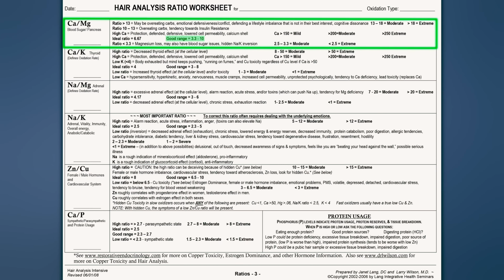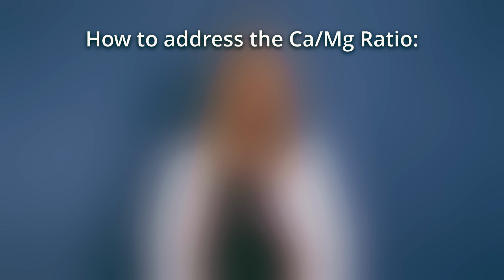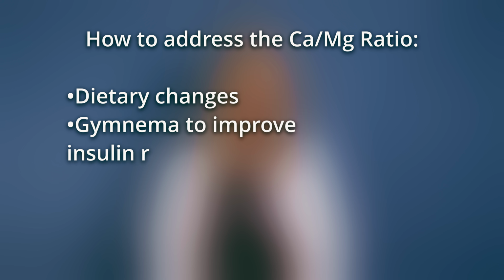I see people having numbers 20 to 30. I also more rarely see people having numbers in the 2s or lower. We'll address this ratio with multiple therapeutics, like changing the diet, which is a core response to this ratio being off. Also, using therapeutics like Gymnema to help improve insulin receptivity so that the insulin receptor sites are working better. That is another optimal response to this ratio.